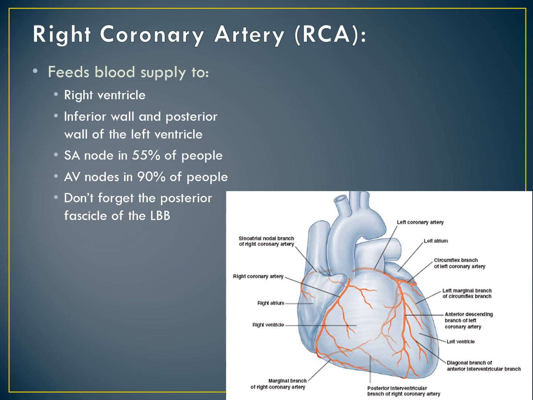Just above the aortic semilunar valve, the right coronary artery delivers blood via gravity to the right ventricle, the inferior wall and posterior wall of the left ventricle, the SA and AV nodes in the majority of our patients, and also the posterior fascicle of the left bundle branch.